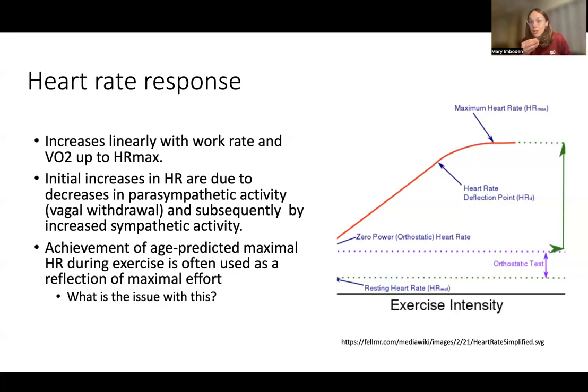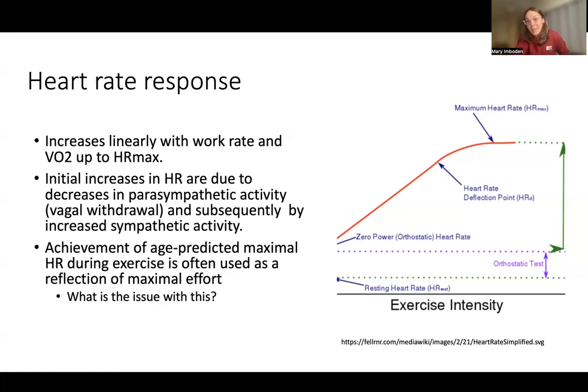But that a lot of times is used as a reflection of maximal effort. And we know that there's an issue there because let's say I can just give you an example. When I was 25, I had an exercise test done and they came back with my max heart rate being 180. Well, that would be a max. If I use 220 minus my age, my max heart rate should be 195, right? And I was at 180, 15 beats lower than that. And there is this 10 to 15 beat per minute range error that we see both ways.